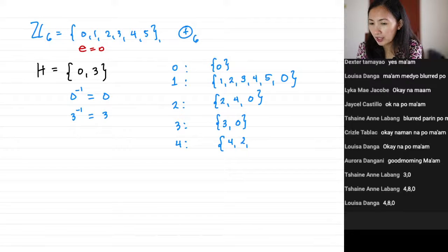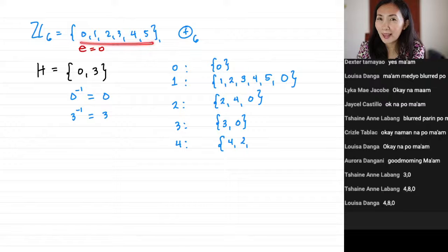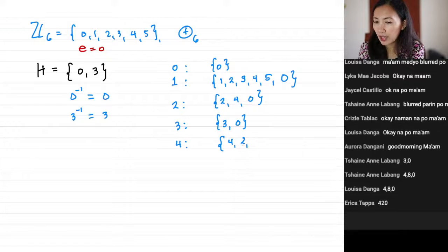Take note that this is our set: 0, 1, 2, 3, 4, 5, the remainders. So pag 8, anong remainder? When we divide 8 by 6, remainder 2. Kaya balik tayo ng 2. You get it? Okay, so 4, 2, 0.